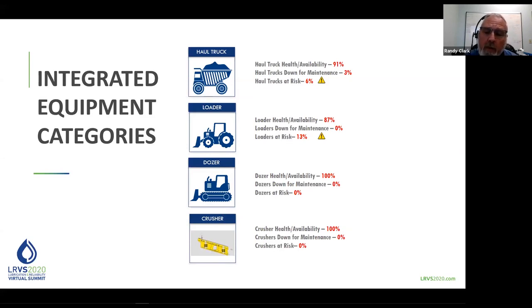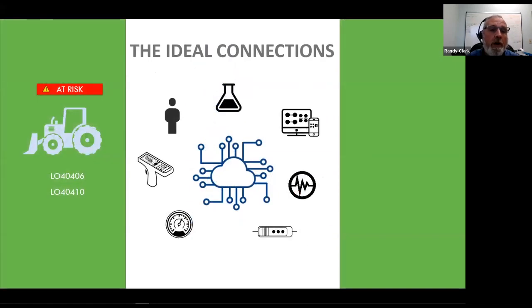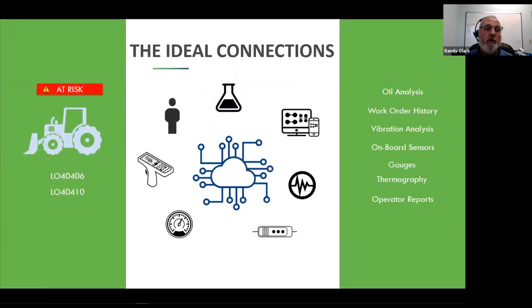So if I'm a maintenance manager or a maintenance planner, these loaders would be of great concern to me with 13% at risk, and I would want to understand why the system triggered that these loaders are at risk of not performing their job as we had planned for them to do. With a click of a button, I can see which loaders are at risk.